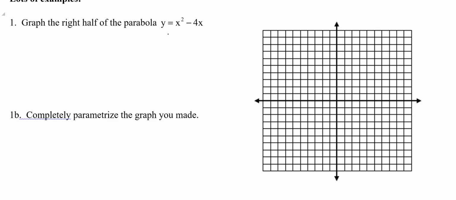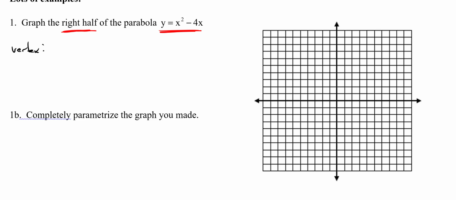It says graph the right half. So this again is a restriction here. Graph the right half of the parabola y equals x squared minus 4x. The first thing I need to do is, if I'm graphing the right half, I need to know that in a parabola the right half is to the right of the vertex. So I really need to know what the vertex is. Let's do that first.